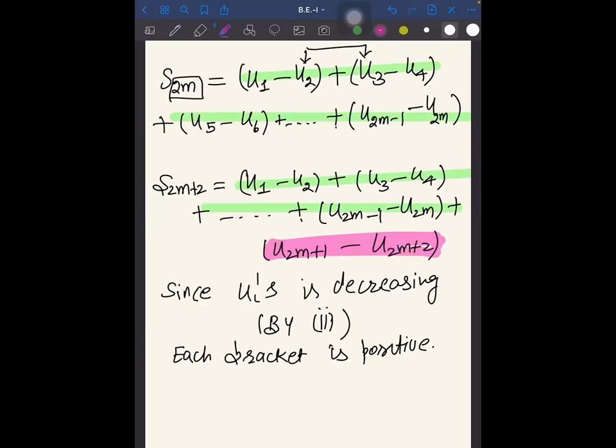So if you check these brackets, it's fine, but S2m plus 2 has an extra bracket over here. So S2m plus 2 is greater than or equal to S2m. Is it okay now?